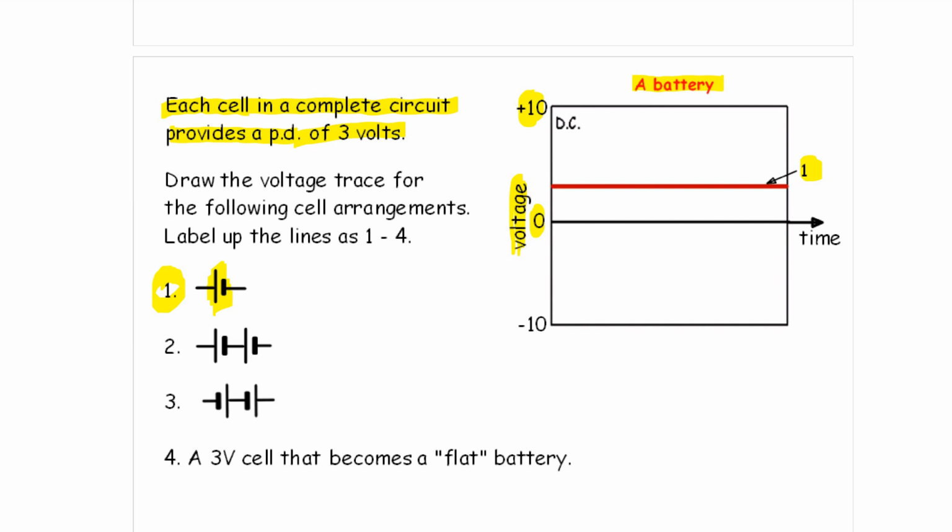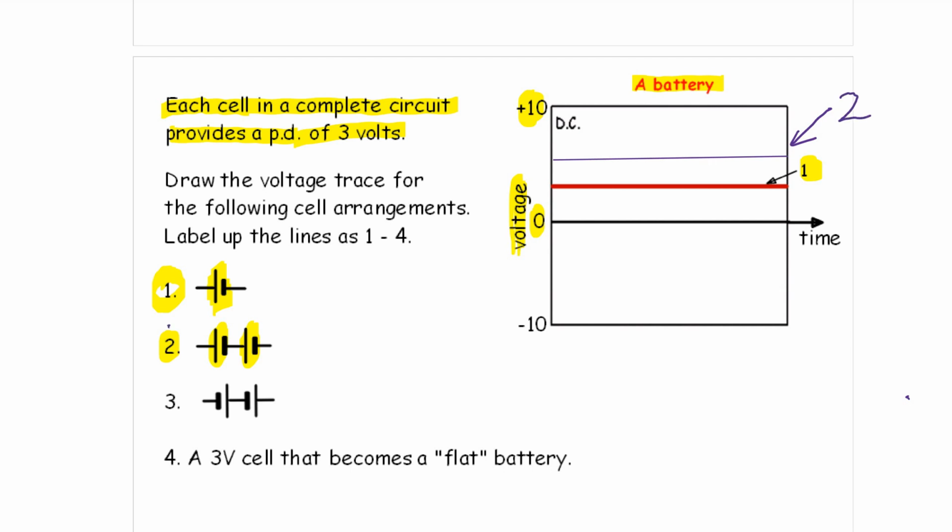Now let's have a look at number 2. We haven't got one cell, we've got 2 cells. So the line that I'm going to attempt to draw now is going to be not 3 volts up, but 2 lots of 3, which is 6. So it's going to start about here, and it will go straight across like that. So we're going to label that as number 2.